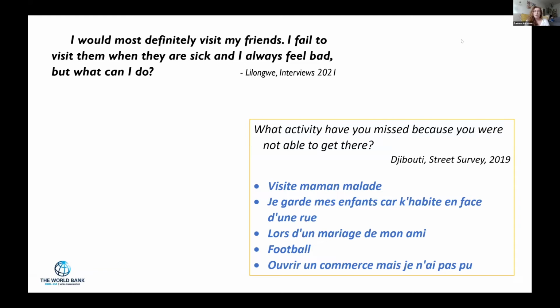This interview from Lilongwe: I can't visit my friends. People are saying it's too expensive and it's too far away and I don't have the services I need to get there. We asked people in Djibouti what activities they wanted to go do but could not. And it's everything from visiting my sick parents to going to see the football game, right? So there's really basic daily functions that are not being served by these transport systems.